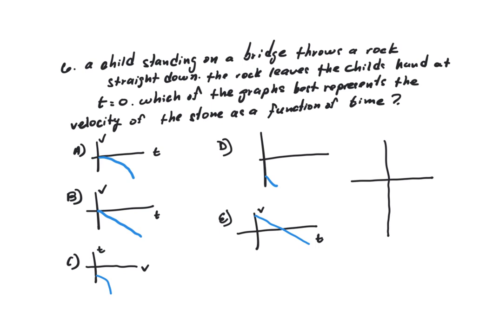So if we do that, the velocity will look something like this, straight down like that. It'll keep going down, down, down, because of the gravity. If we look at our options and see which graph represents what we have drawn, we can see that letter B is the answer to this question.